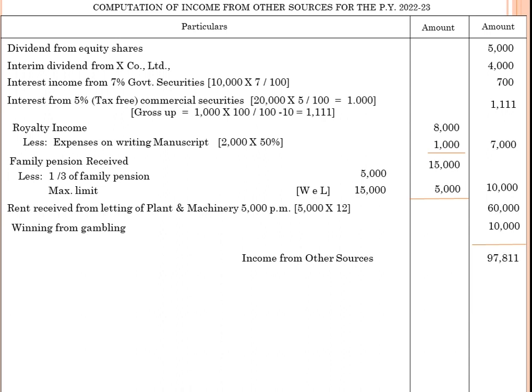Find the total. The total value is 97,811. So this is called income from other sources.